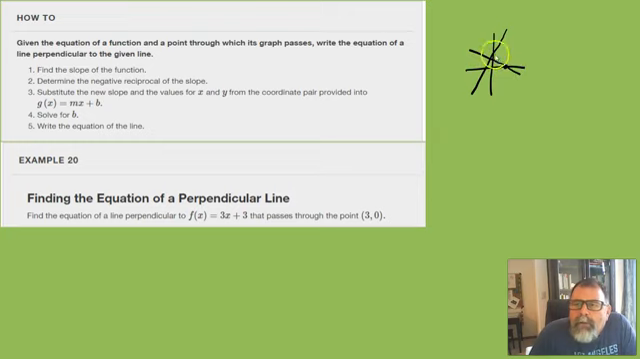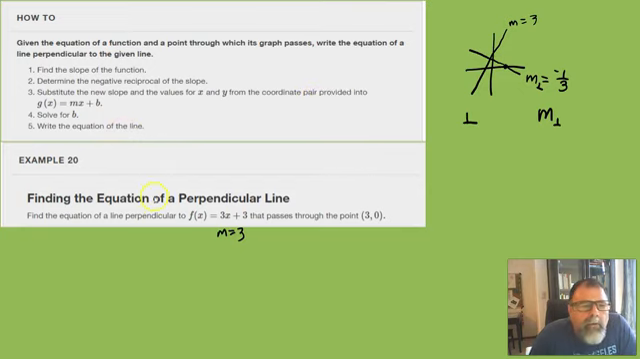Okay? So if this slope is 3, our first step is find the slope of the function, right? This is 3. M equals 3. Determine the negative reciprocal. So for the negative reciprocal, you're going to flip it over, make it negative. Or if it's negative, make it positive, right? They have to be opposite signs. So this is my perpendicular slope. The upside down T is perpendicular. So m sub perpendicular.